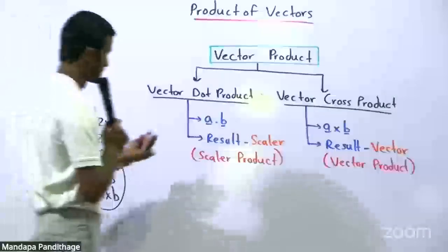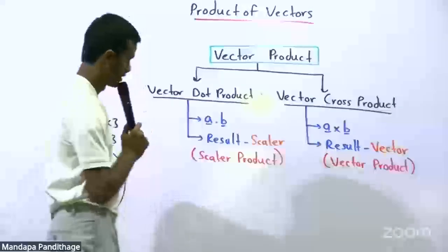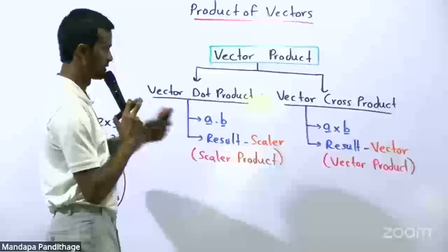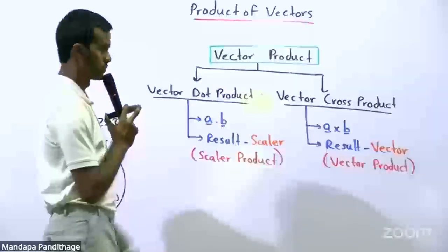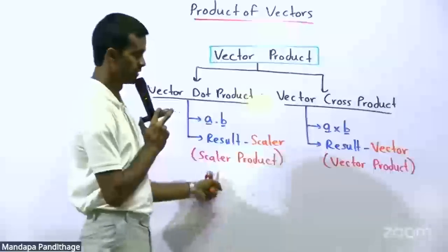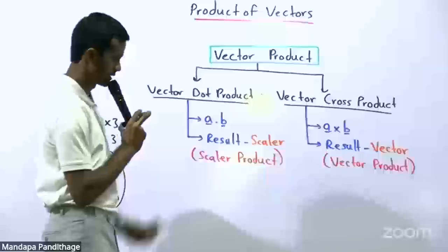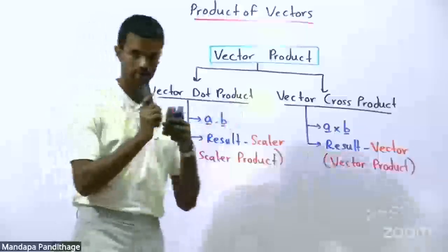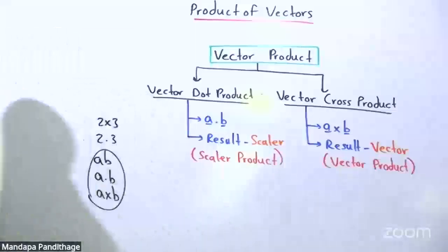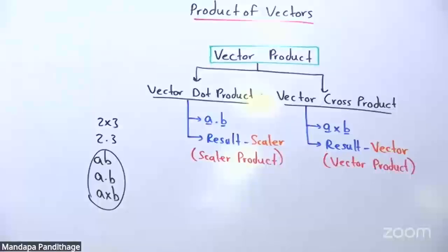Silence, just write this: vector dot product, cross product. Here the result is a scalar. Because of that, we termed it the scalar product. Here the result is a vector. Because of that, we term it the vector product.